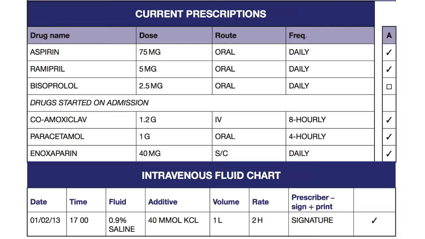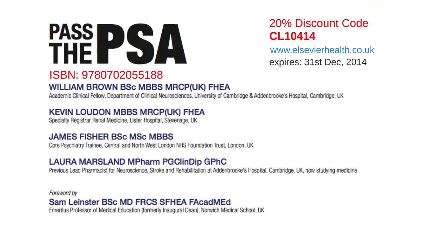Finally, we come to the intravenous fluid chart. Fluids are definitely appropriate in this patient. However, in the presence of hyperkalemia, the addition of 40 millimoles of potassium chloride is not appropriate as it will worsen the situation. So, that's the end of this podcast.